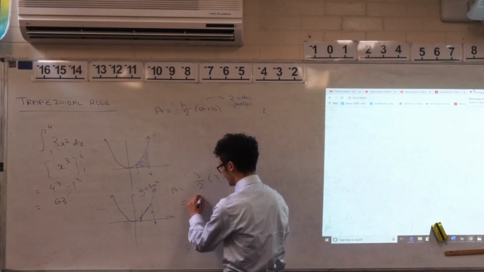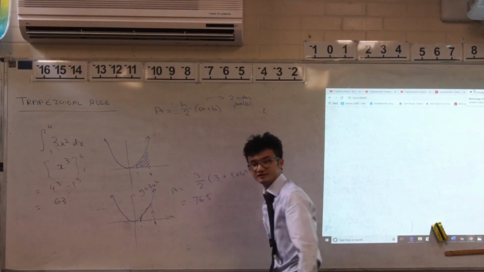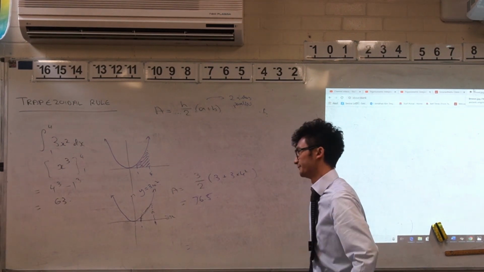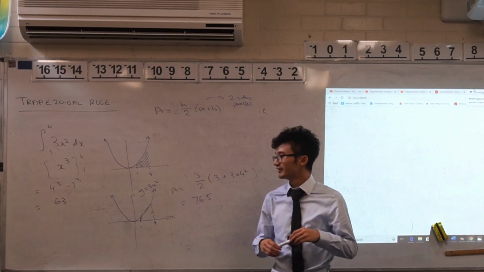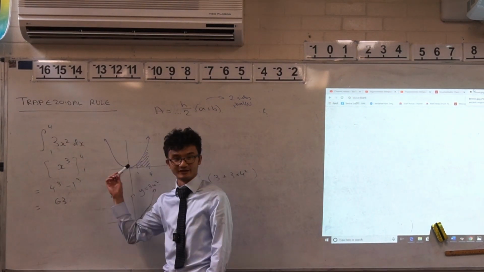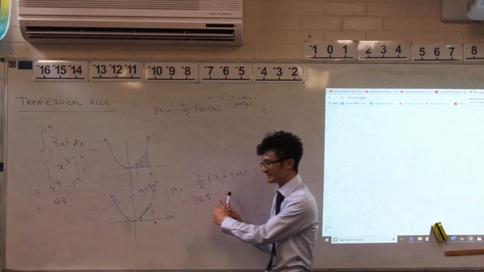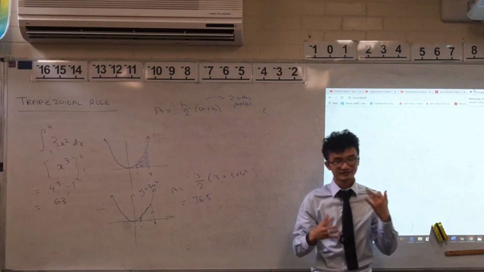76.5. How close would you say that is to what we were meant to get? Not very close, right? So you may be wondering at this point, hey, what's the point of learning about this if I already know a way to find the exact area underneath the curve? I'm using some sort of inferior way, right? I'll explain to you why.